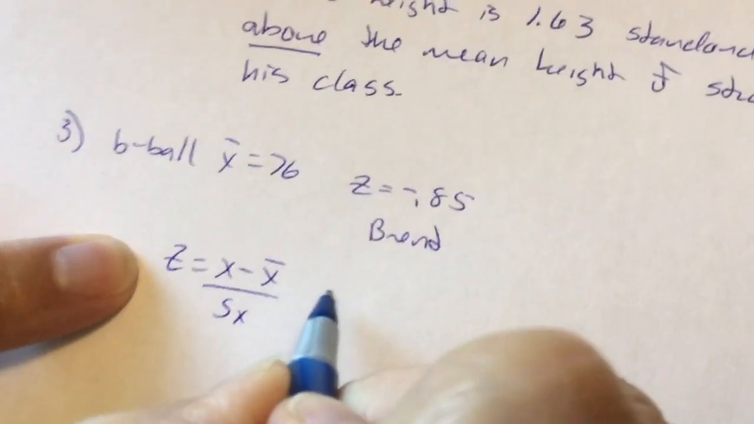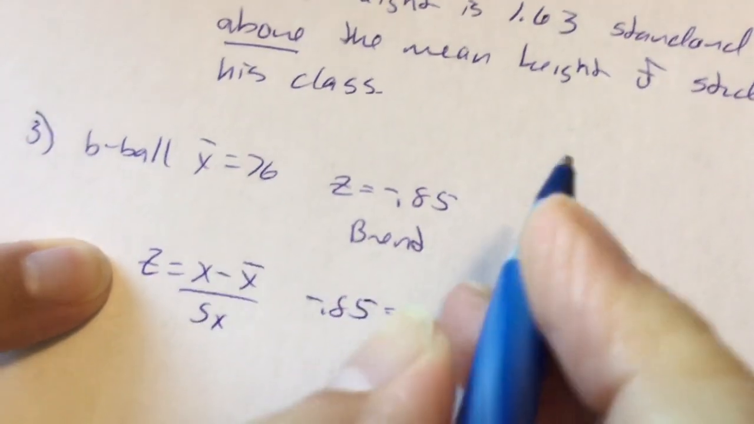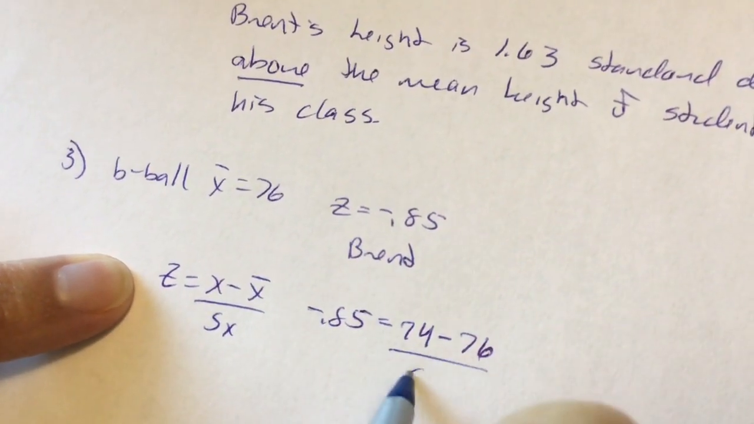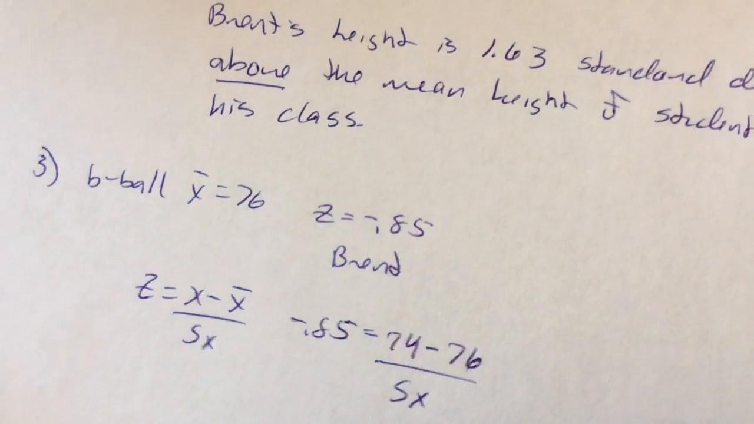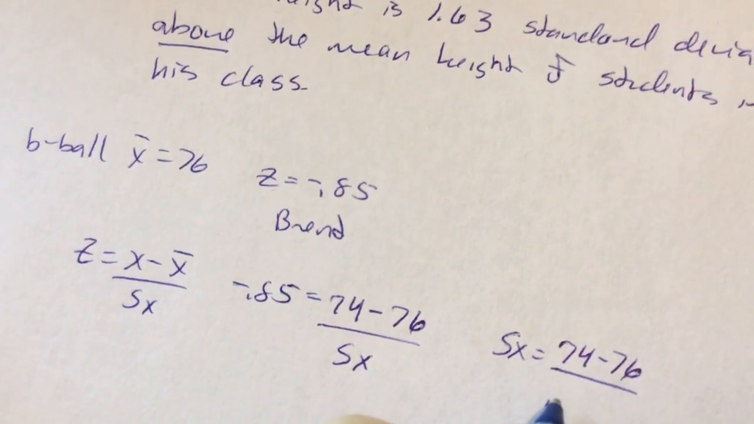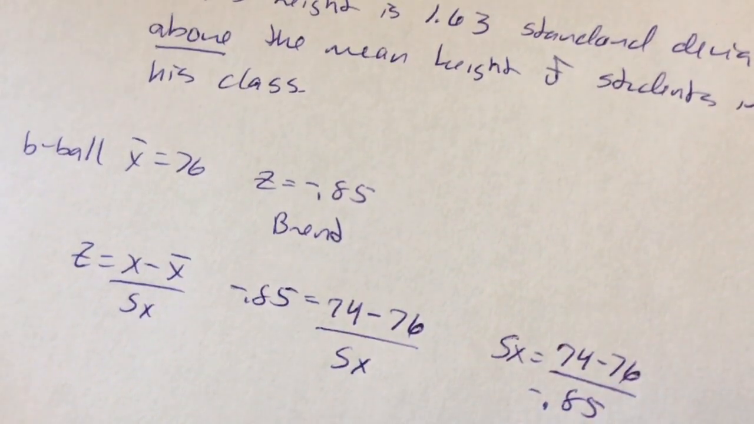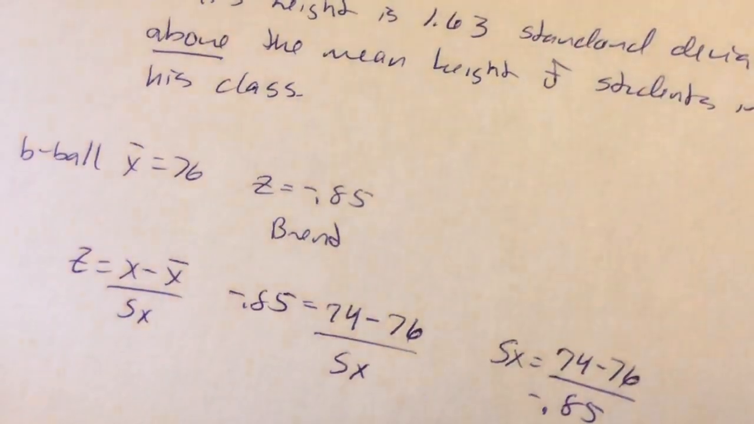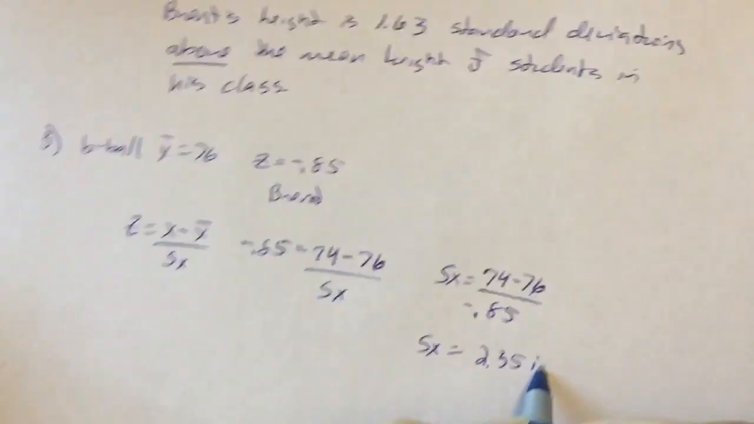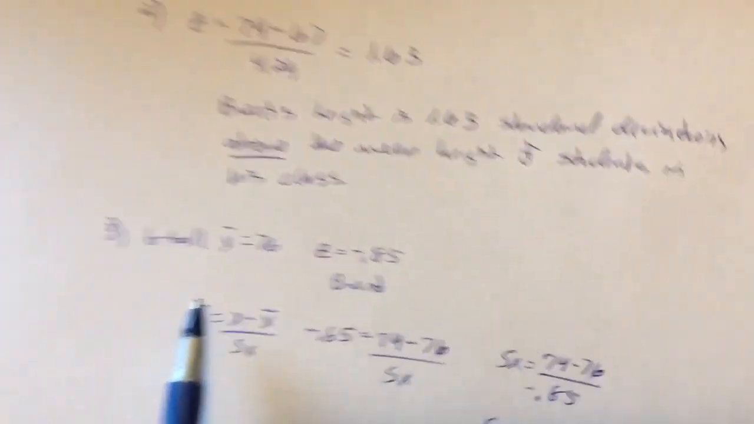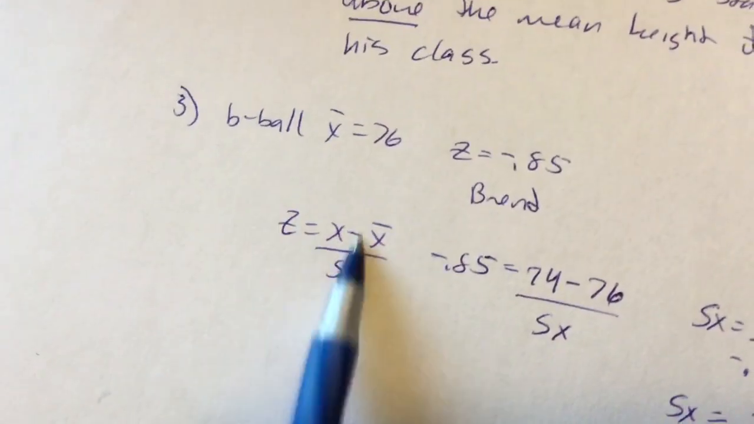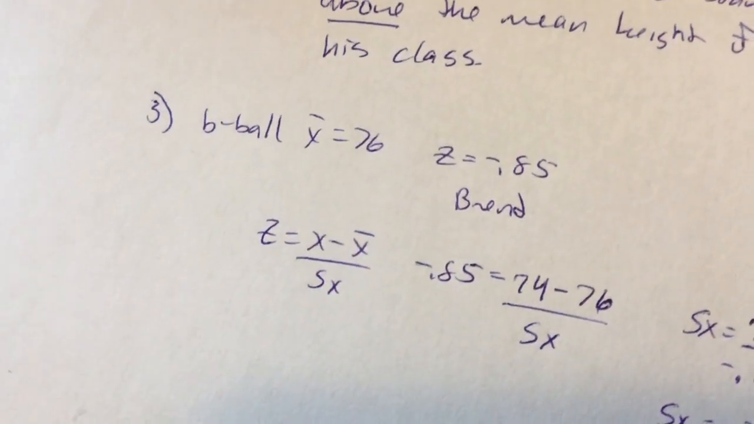I know the z-score. I know Brent's height. What was Brent's height? 74, minus the mean of all the basketball players, and I don't know the standard deviation. A little bit of algebra. So we calculate that the standard deviation is 2.35 inches, okay? So in this formula over here, I can ask for anything. As long as I give you 3 of the variables, you can solve for any one of the others, okay?